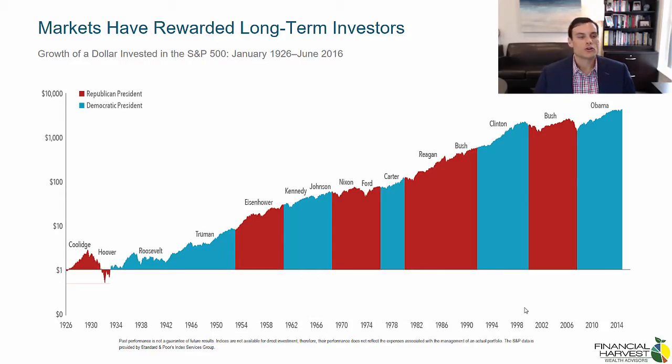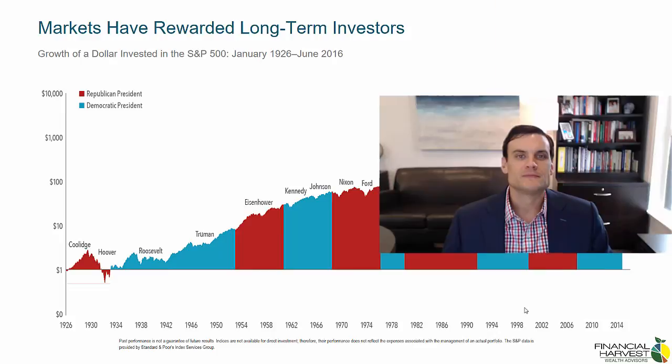If you're pictorially oriented, this is a great graph. It's called a dollar growth chart, showing you that if you started with $1 90 years ago, it grew to somewhere around $5,000 or $6,000 today, which shows you the compounding growth effect, regardless of whether there's a blue Democrat in the office or whether there's a red Republican there. You can see that going back and forth.